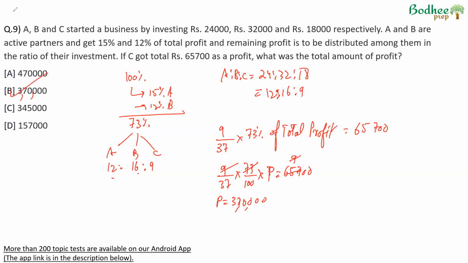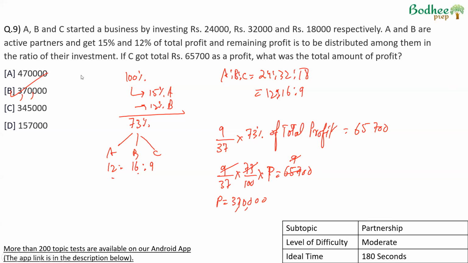Again, a question on partnerships. If the numbers are managed properly, it does not take too much time. Even then, moderate level of difficulty, even if you get to all the calculations and end up calculating intermediate values as well, it should not take more than about 3 minutes to solve.